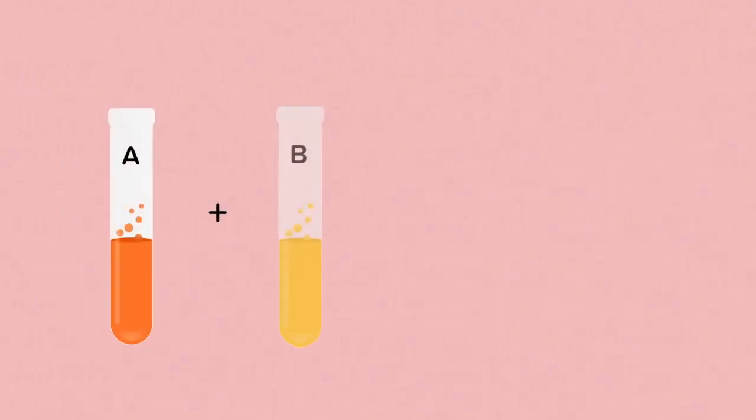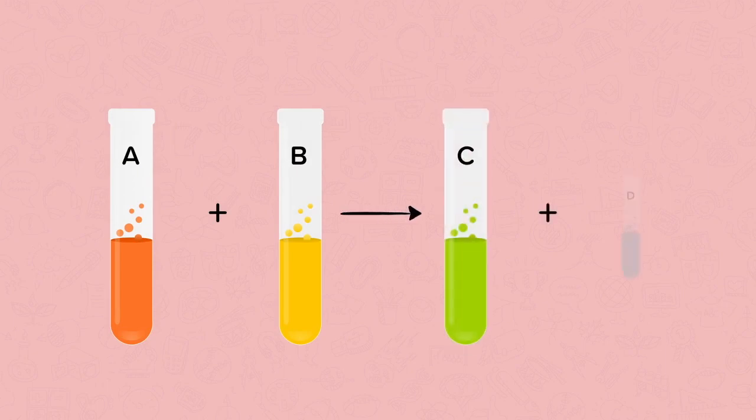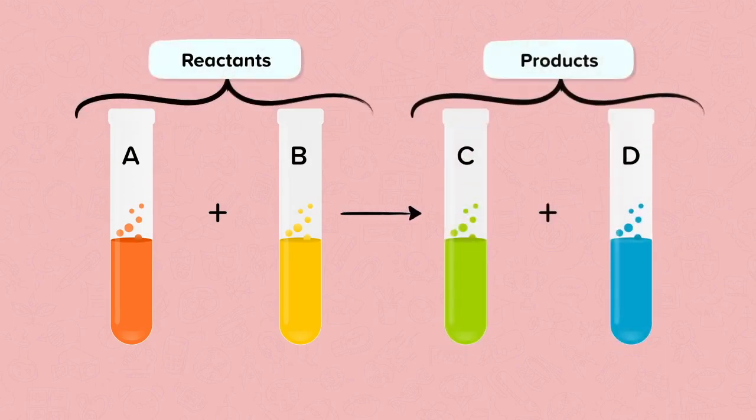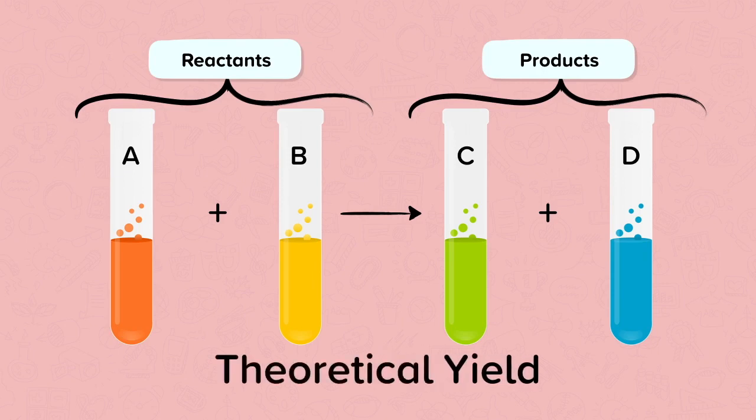Chemical A reacts with chemical B to make chemical C and chemical D. A and B are the reactants, and C and D are the products. Chemical C is the chemical that we want to make in the lab, and we want to make 50 grams of it. The amount of product made in a chemical reaction is called the yield, and when we calculate the mass of the product that we should get from a reaction, we call that the theoretical yield.